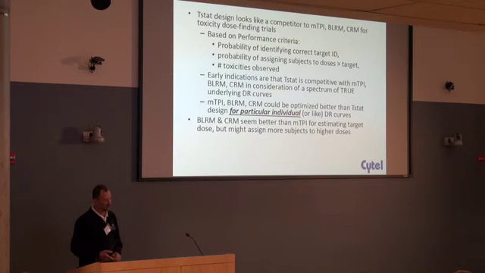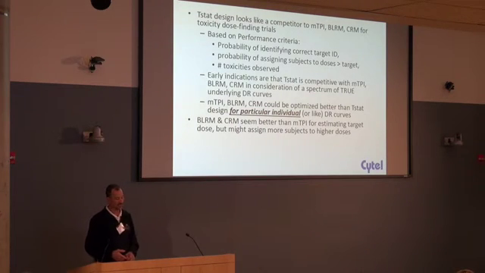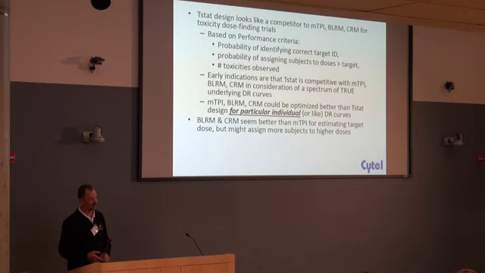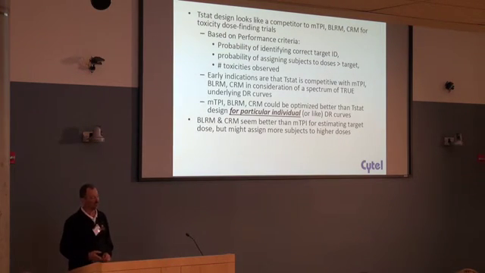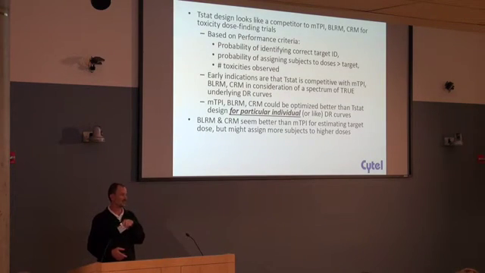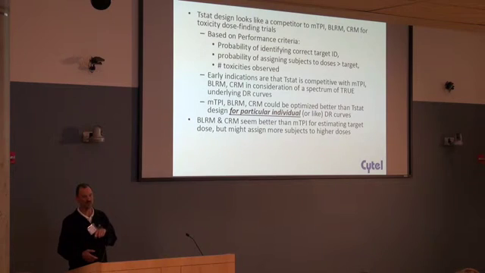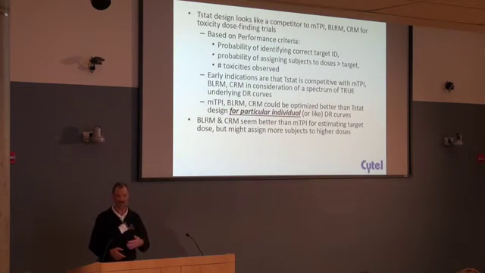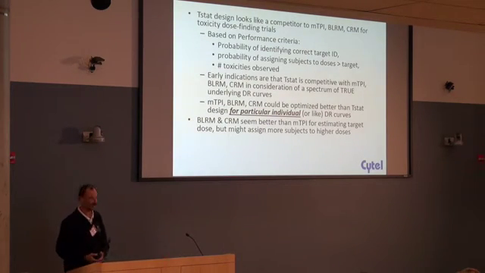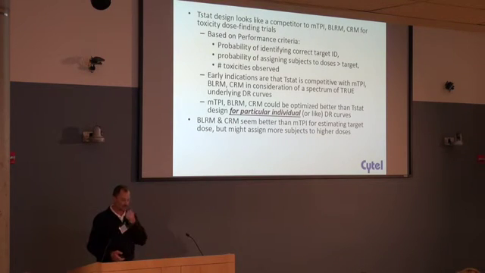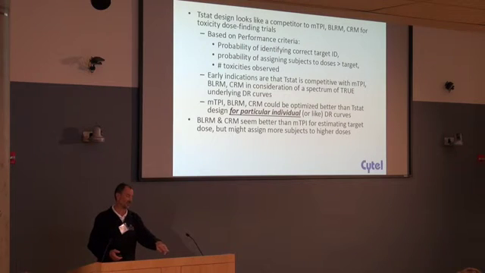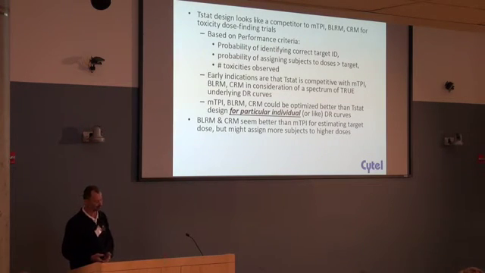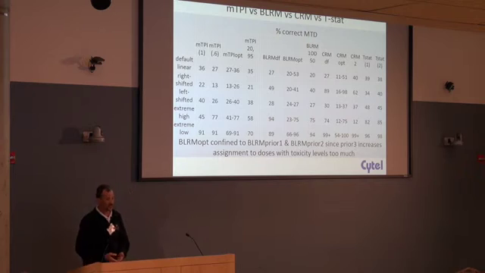In summary, BLRM and CRM seemed better than mTPI for estimating target doses, but they assign more subjects above the target and result in generally more toxicity. So BLRM was more favorable to limit toxicity. And when you add all that up, you're going to see that mTPI came out a little better than BLRM or CRM. So now the numbers.